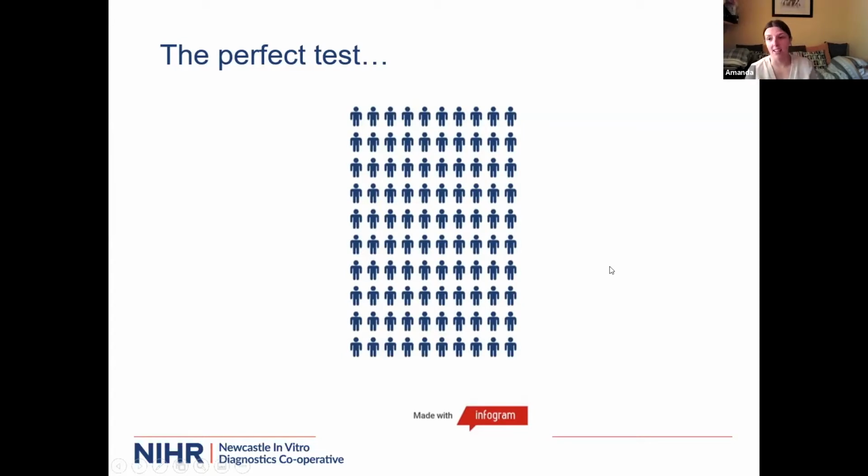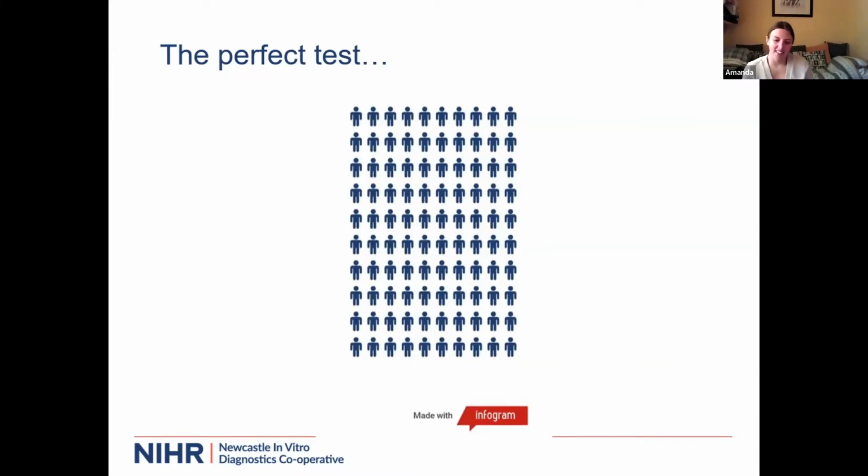So the perfect test. If we had a perfect test for something, what would it look like? I've shown 100 little people here. Get familiar with them because they're going to be cropping up over the next set of slide decks. So introduce yourselves. I haven't given them all names, but there's probably the ones that crop up later in mind.